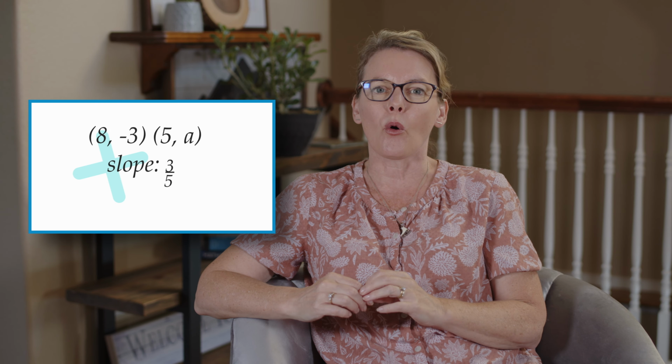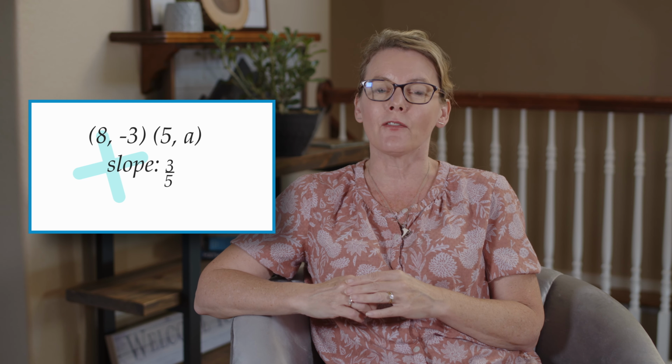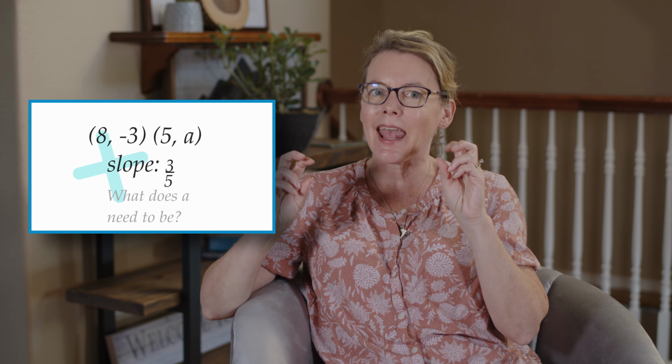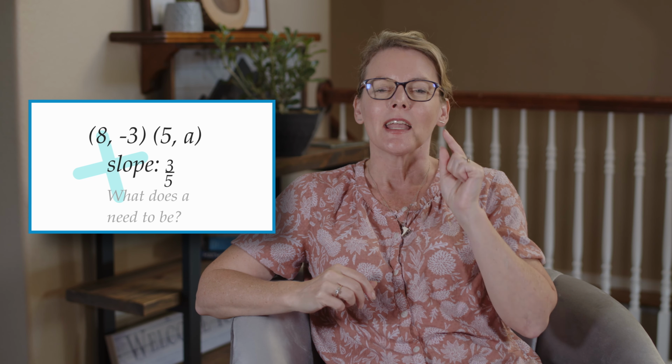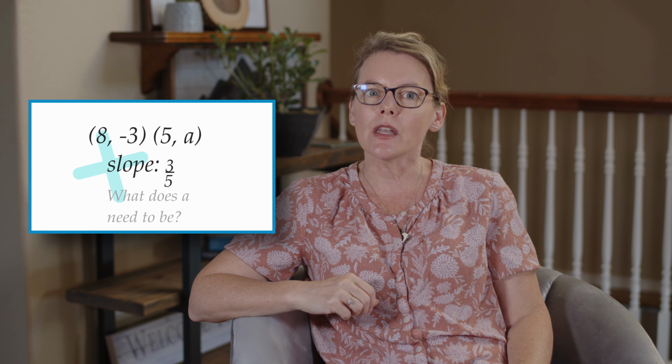Our last and maybe most advanced slope topic today is if they give us 2 points with a missing coordinate and a slope and we have to figure out the coordinate. Take a look. Given these points, (8, -3) and (5, a), and the slope is 3/5. What does that a have to equal? Here's the deal. You have the knowledge to solve this, but it looks different, and you have to use your knowledge to solve it. These types of problems are a favorite of test makers.